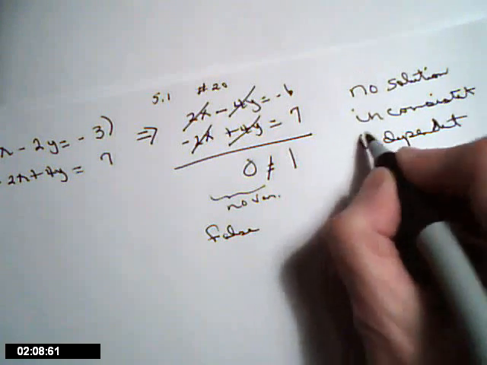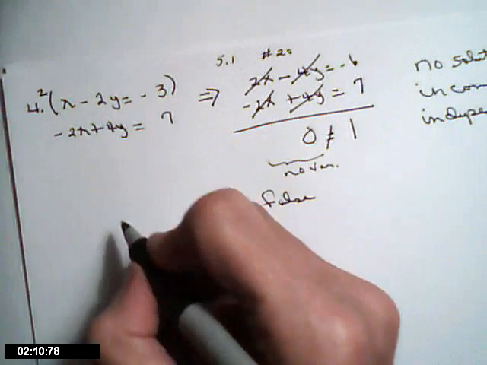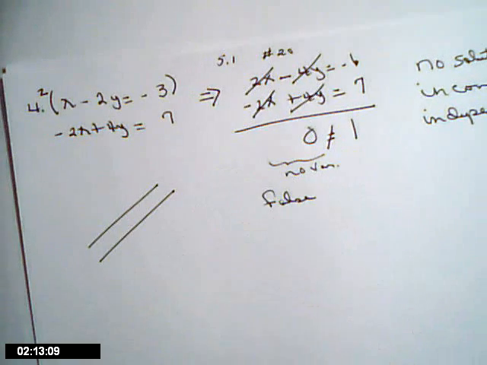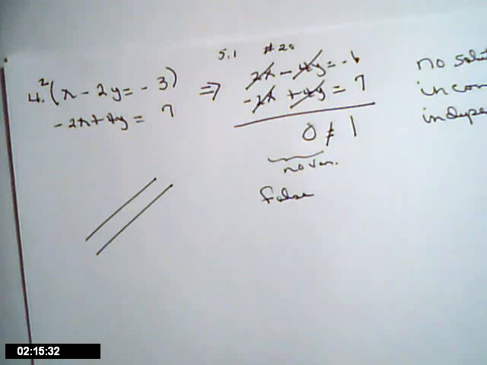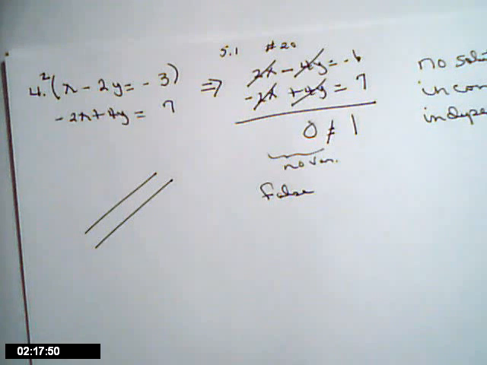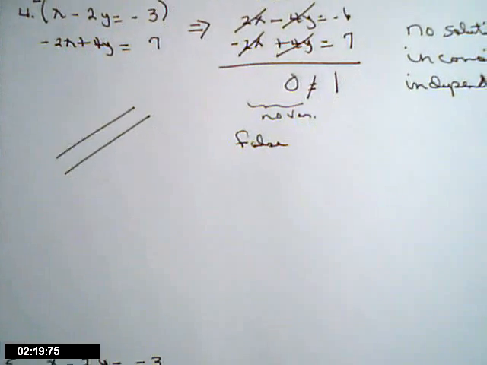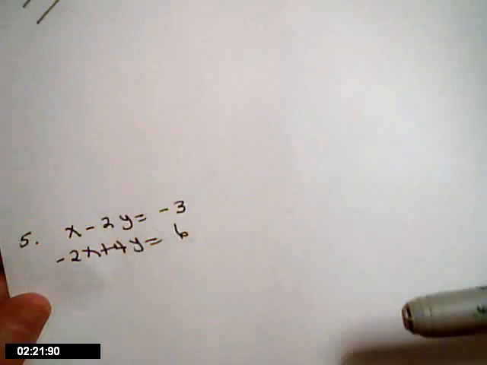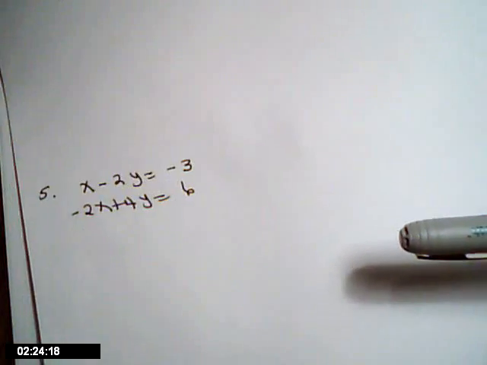Now remember, if you have no solution, if you had graphed these lines, they would have been parallel. That's not a true graph of them, but just an indication that they would be parallel. That's one of the easiest types. You see, a lot less work to do there. All right, let's look at number 5.